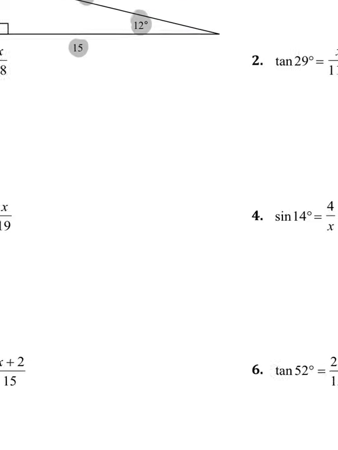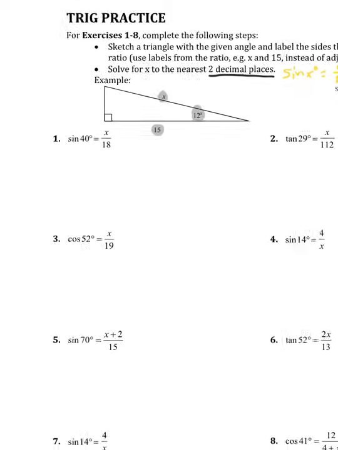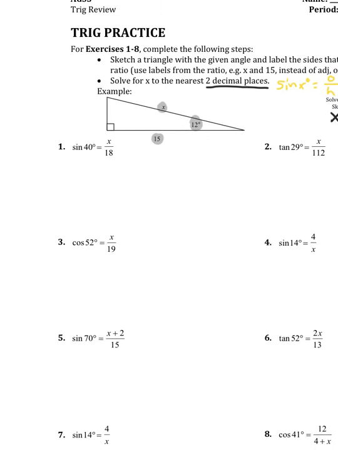What I want you guys to do for these 8 problems here, try them out. But the first thing, sketch the triangle. So I'll just do the first one with you. Sine of 40 degrees. So I'll draw my triangle. I'll make a 40-degree angle. Opposite's going to be x. Hypotenuse is going to be 18.